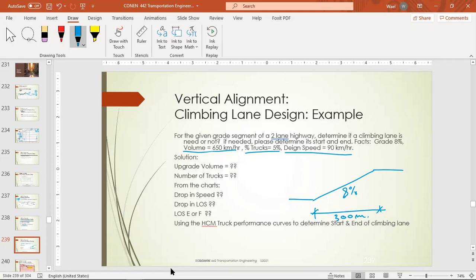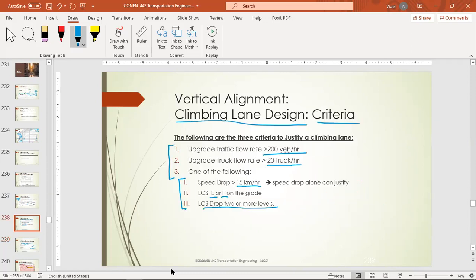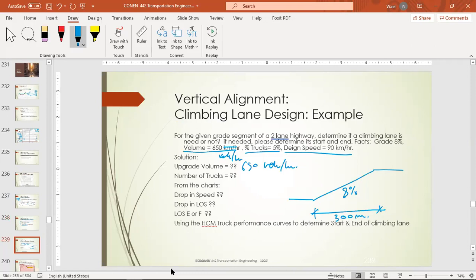Let's make our check. Upgrade volume is 650. This is not kilometers per hour, this is vehicles per hour. So we have 650 vehicles per hour. That's the traffic volume. So we satisfied the first condition, that the upgrade traffic flow rate is greater than 200. So this one is greater than 200.